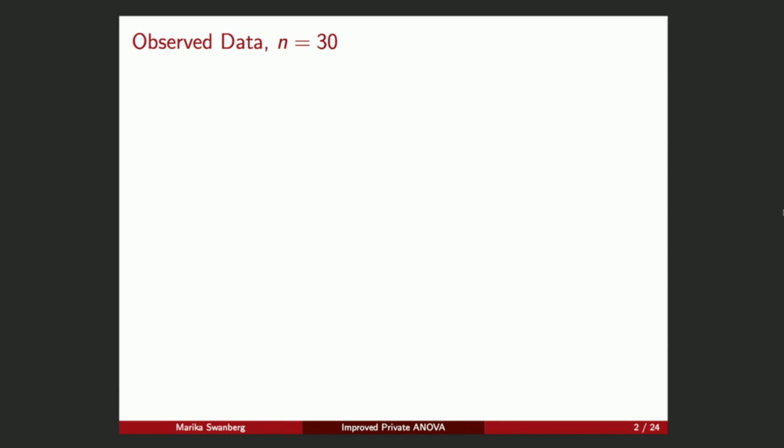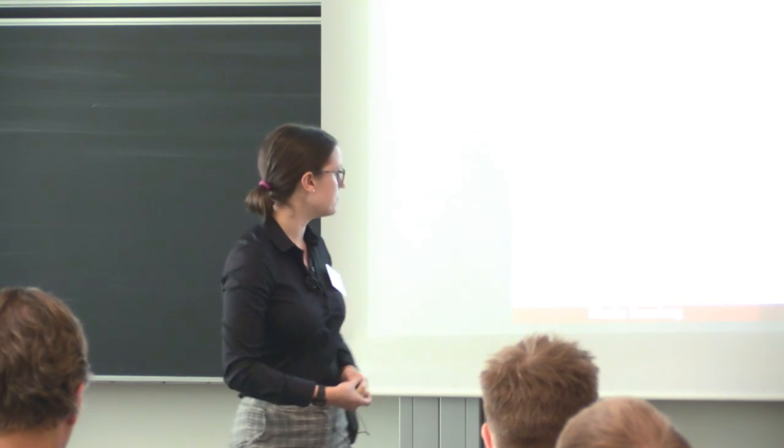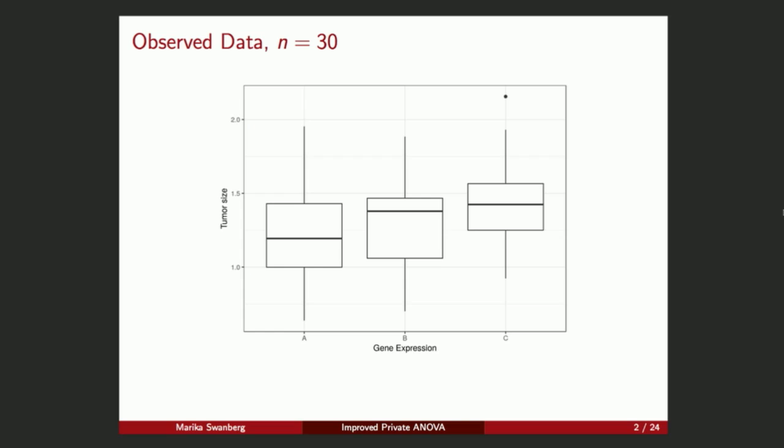All right, so say I'm a researcher who's conducting a study with 30 participants, and I want to know if there's a link between gene expression and tumor size in cancer patients. One way we could visualize this data is with a box plot. This shows the median and the 25th and 75th percentiles and just gives you a sense of the distribution. And as a researcher, my question is: is the difference that I'm seeing between these three groups due to random variation, or is there an actual dependency between our two variables?